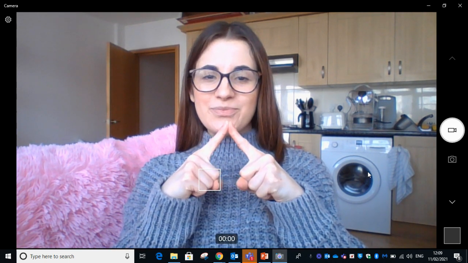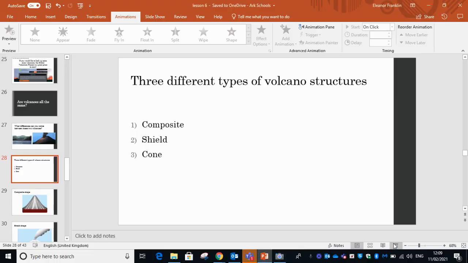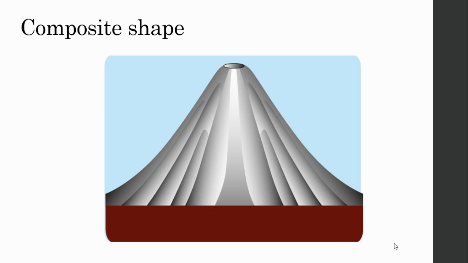Cone. Very good. Well done. So let's find out about these three different types of volcanoes. So first of all, we have a composite volcano. So show me your action. Well done. So composite volcanoes obviously are that traditional kind of pointed volcano structure, and they're usually quite tall.